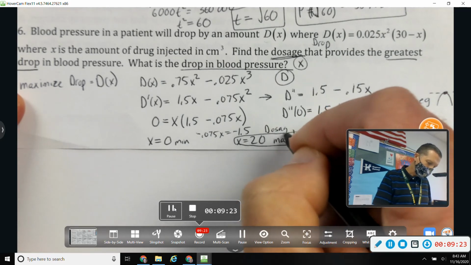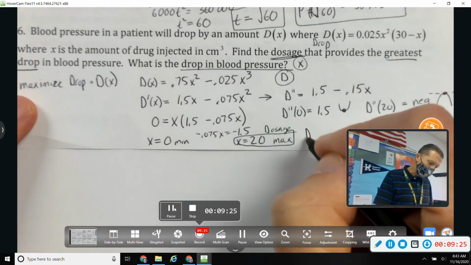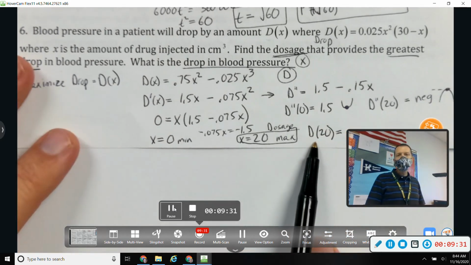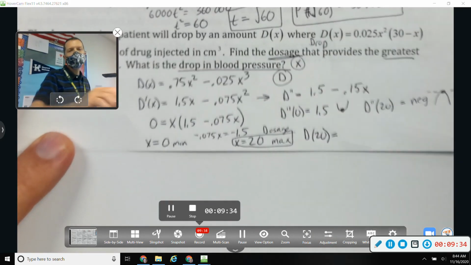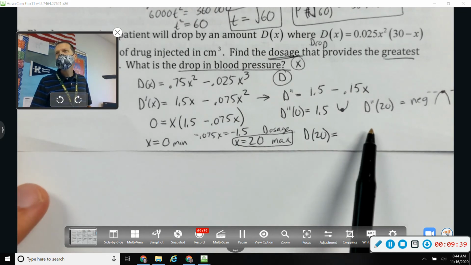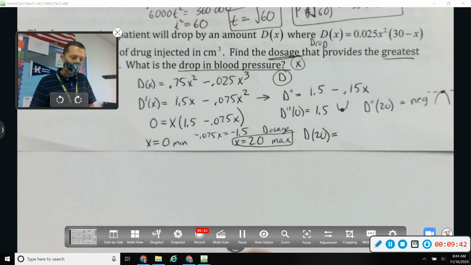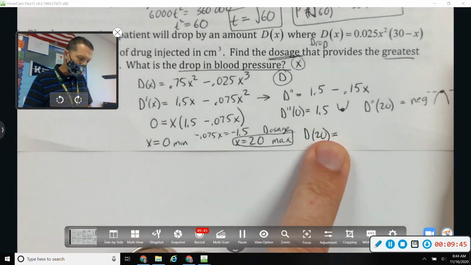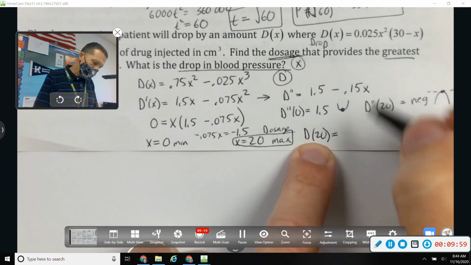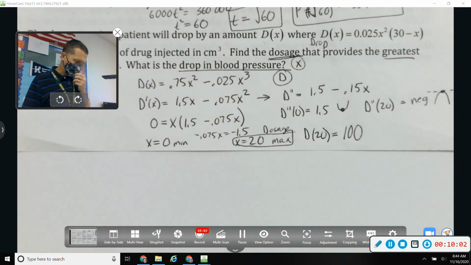We're good there. And find the drop. So I need to find the drop when X is 20. And by the way, this is sufficient for showing your work on the AP test. If you write D of 20 and D is already defined, you don't have to show plugging it in. They know that you know how to use a calculator, and that's all you're going to do here. You can say D of 20 and they know what you're going to do. And the drop is 100.